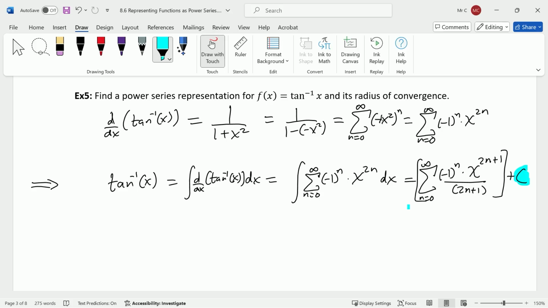Now it said find a power series representation for f of x equals tangent inverse of x and its radius of convergence. I'll save the radius of convergence for the end, but I do want to know what c is, because if I want the actual power series that represents f of x, I have to know the actual value for c. And in this case, it's pretty easy, because I know the value when x equals 0 for tangent inverse of 0.